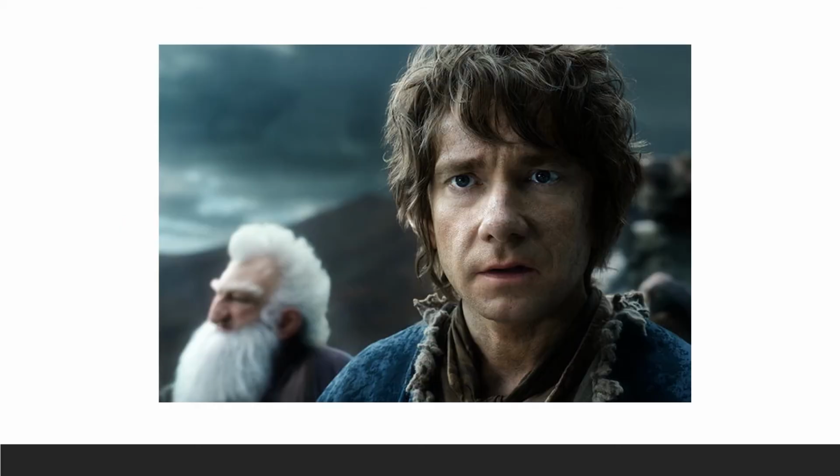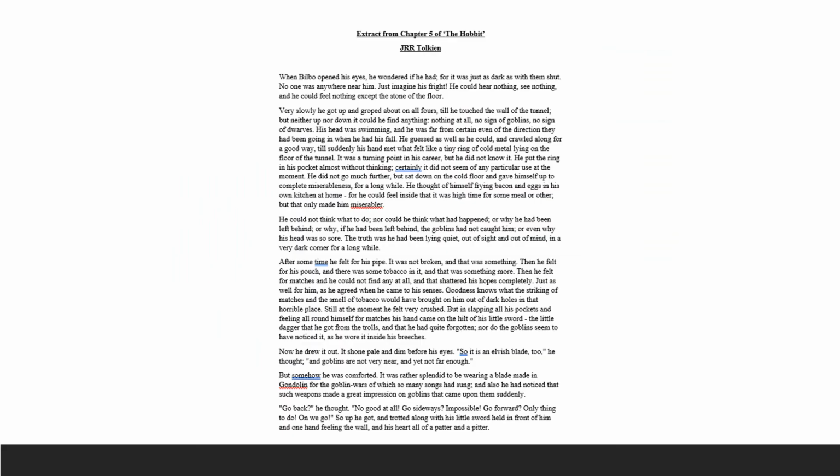The piece of writing I'm going to give you today is not Harry Potter. This one is going to be from The Hobbit. This is the piece of writing that you are going to read. It's based on chapter 5 of The Hobbit by J.R.R. Tolkien, which is one of my favourite books when I was a child, by the way.